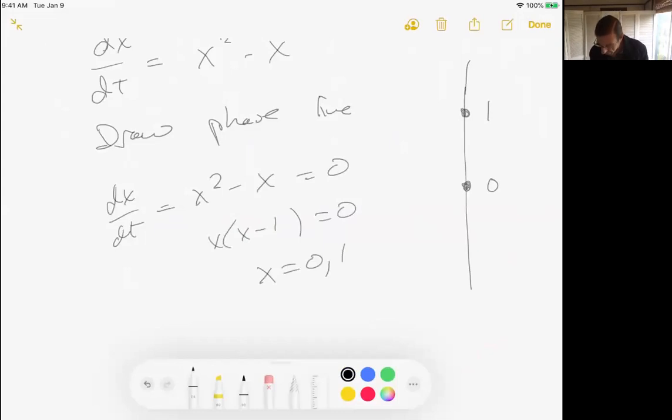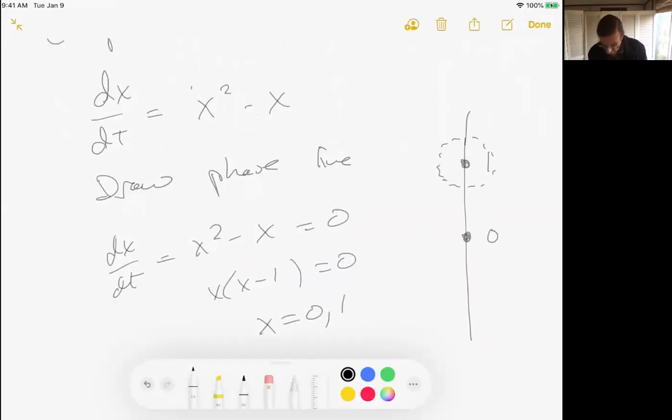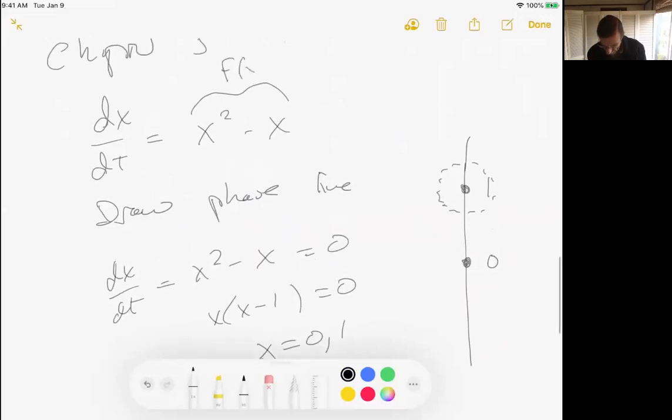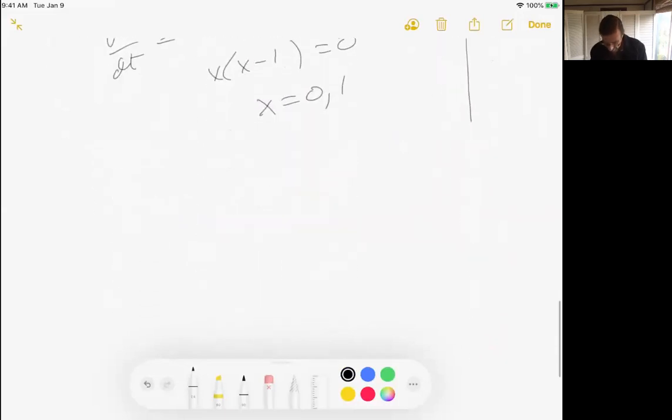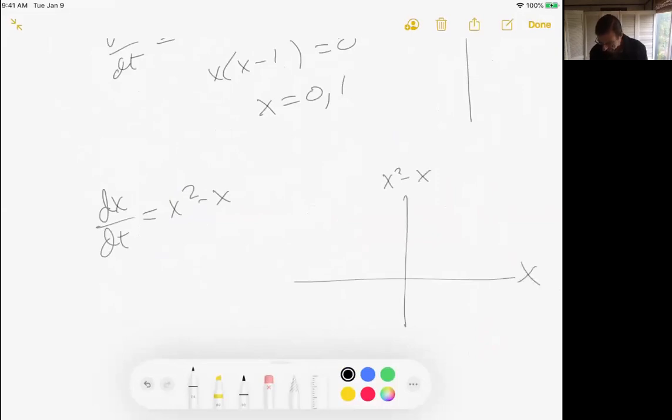If we just want to understand what the system looks like right here around this equilibrium point at 1, one of the things we did was we said, hey, this is a function of x. Let's graph that function of x, right? So we have the system dx dt equals x squared minus x. And now let's look at x squared minus x as a function of x. Okay, what does that look like?